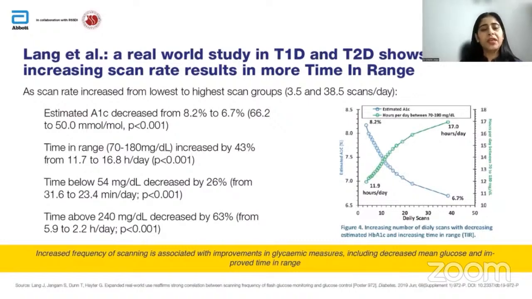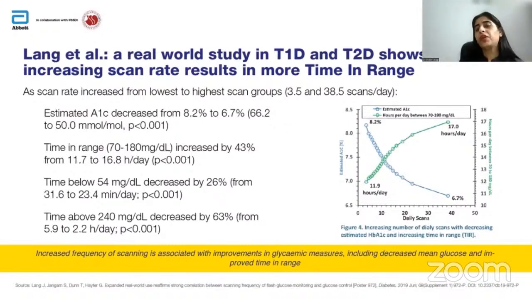Again, the time in range increased by 43%, from 11.7 hours per day to 16.8 hours per day, in patients who were doing frequent scans. The time below range, that means the hypoglycemia, also came down by 26% in patients who were doing more scans versus patients who were doing less scans. And the hyperglycemia, time above 240, further reduced by 63%. That means from 5.9 to 2.2 hours per day in patients who were doing more scans.